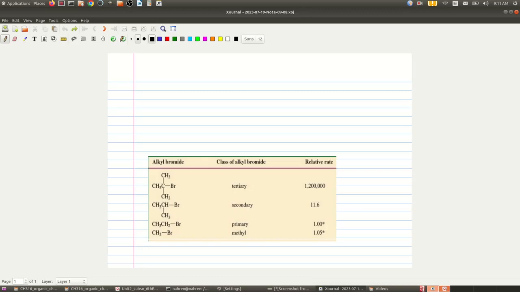In our previous module, we saw about the SN2 reaction and we observed that the rate of the reaction depends on both the concentration of the alkyl halide and the concentration of the nucleophile. So for the SN2 reaction, we can write that the rate equals rate constant times the concentration of the alkyl halide and the concentration of the nucleophile.